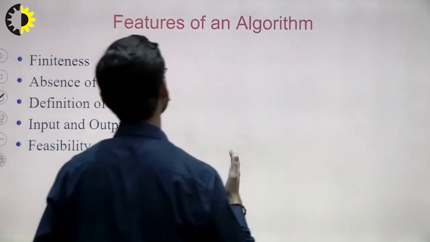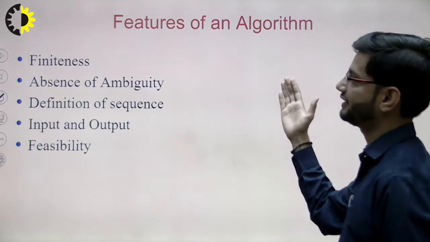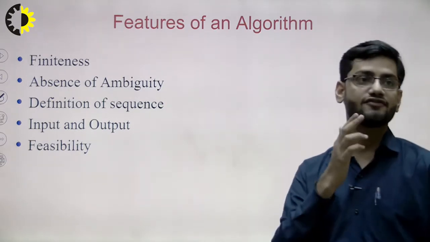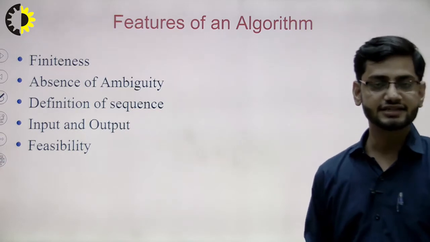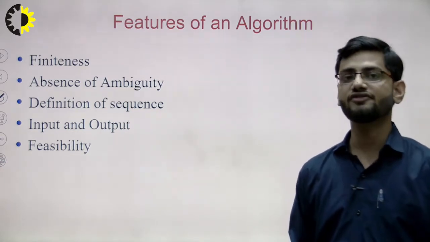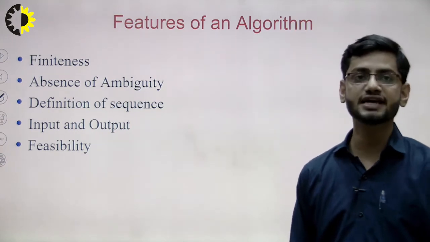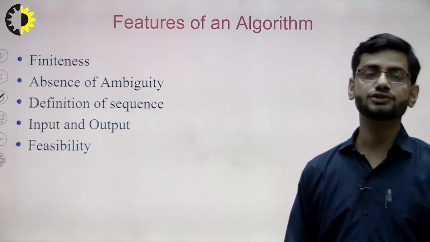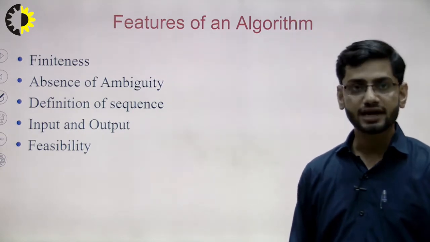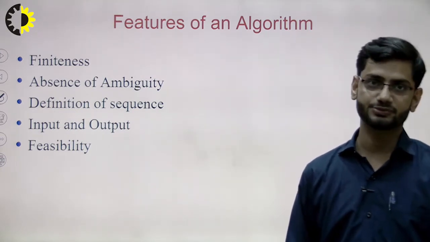So now these are the various features of an algorithm. First feature is finiteness. Finiteness says that an algorithm should terminate after a finite number of steps, or we can say that it does not get stuck into an infinite loop. It should produce the desirable output in finite number of steps.